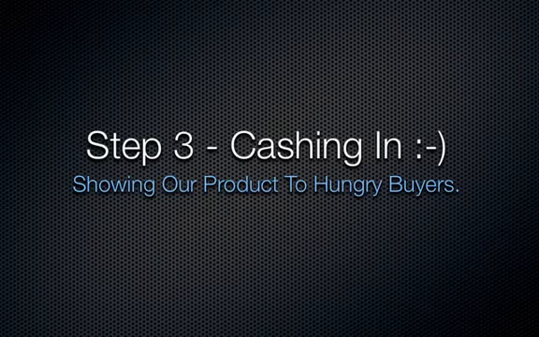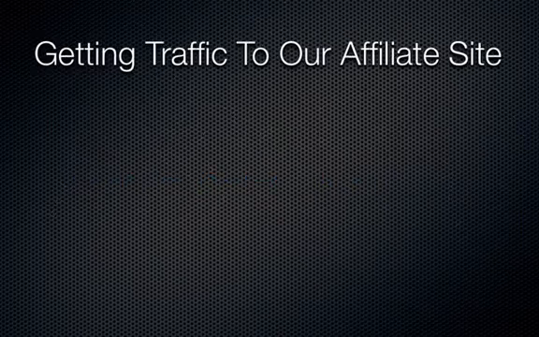Now, to show our product to our hungry buyers, we need to get traffic to our affiliate site, right? Remember that link that we created as our affiliate link? What we need to do is get a lot of people to click on that link to visit that affiliate offer, which we did not have to create. We just need to refer as many people as we can to that affiliate link of ours. And when people go there and buy, we make commissions, okay?